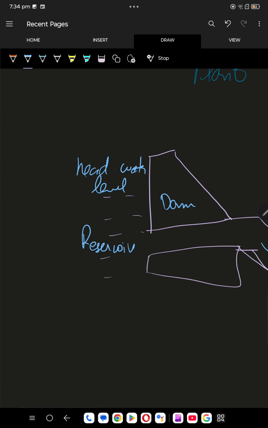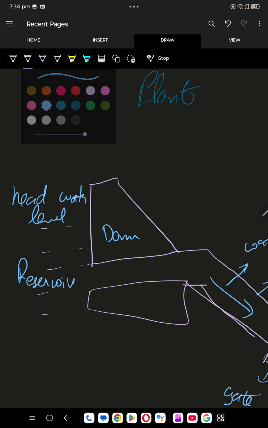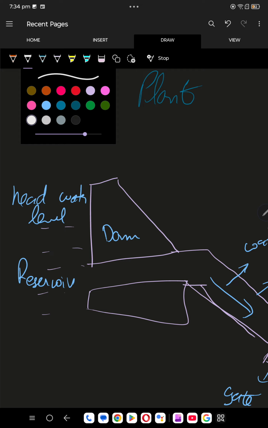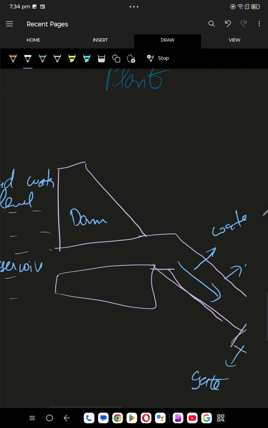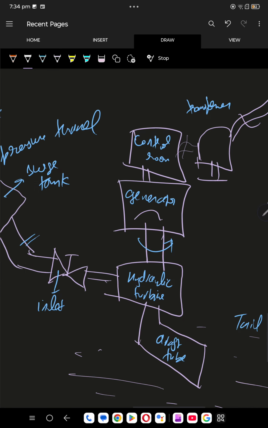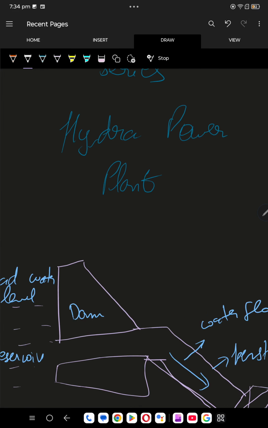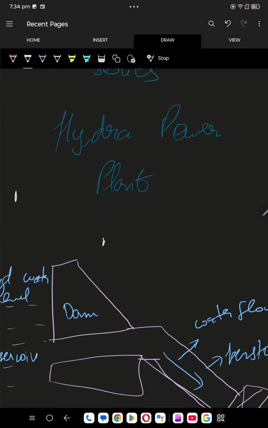Firstly, we all know that water is stored in dams, reservoirs. Now, we saw headwater level and tailwater level. As you can clearly see, there is a visible distance. The larger the distance between headwater level and tailwater level, the more potential energy there is, and so more electrical energy can be produced.